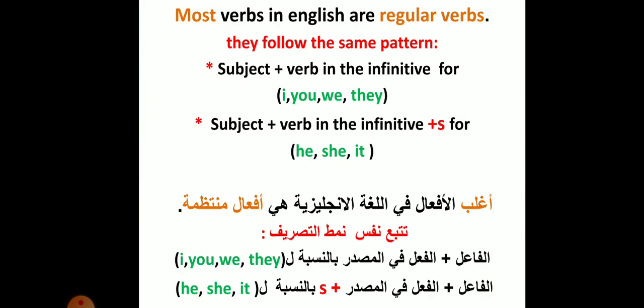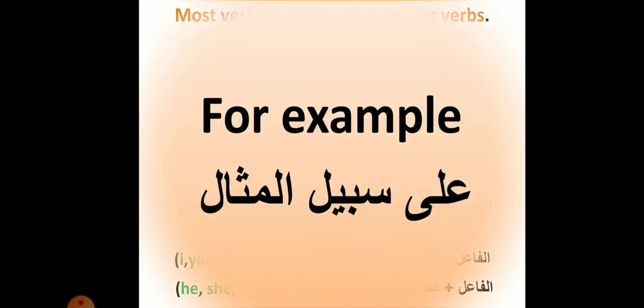Subject plus verb in the infinitive for I, you, we, and they, and subject plus verb in the infinitive plus s for he, she, and it. Okay, so please pay attention. The change is just in he, she, and it. Okay, so let's see the example.